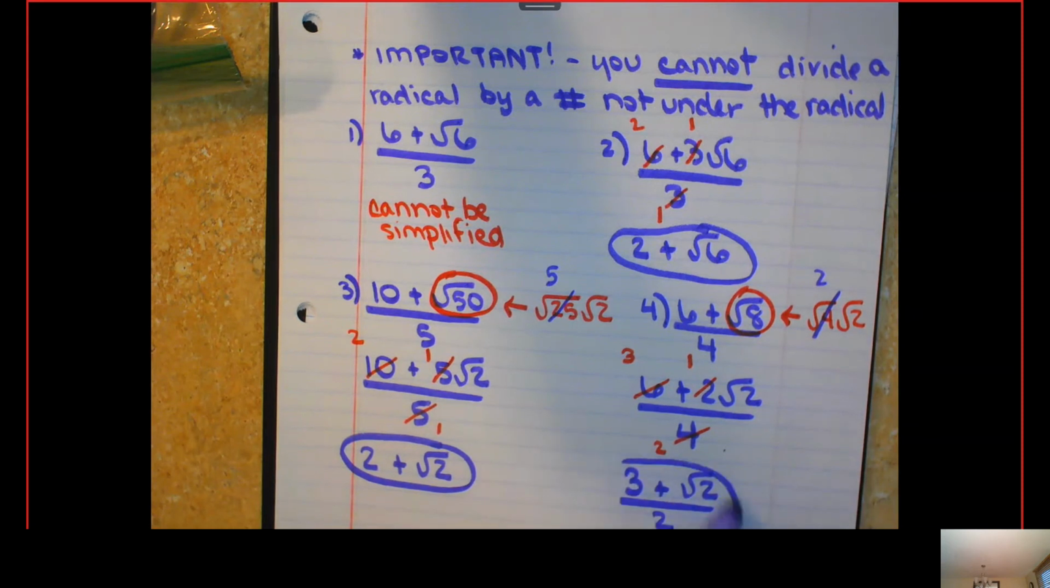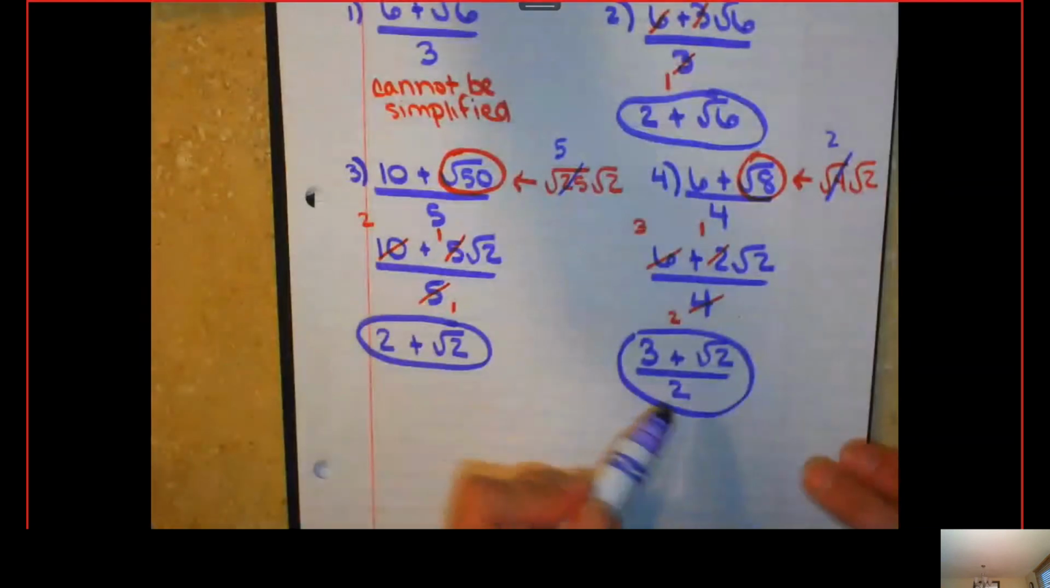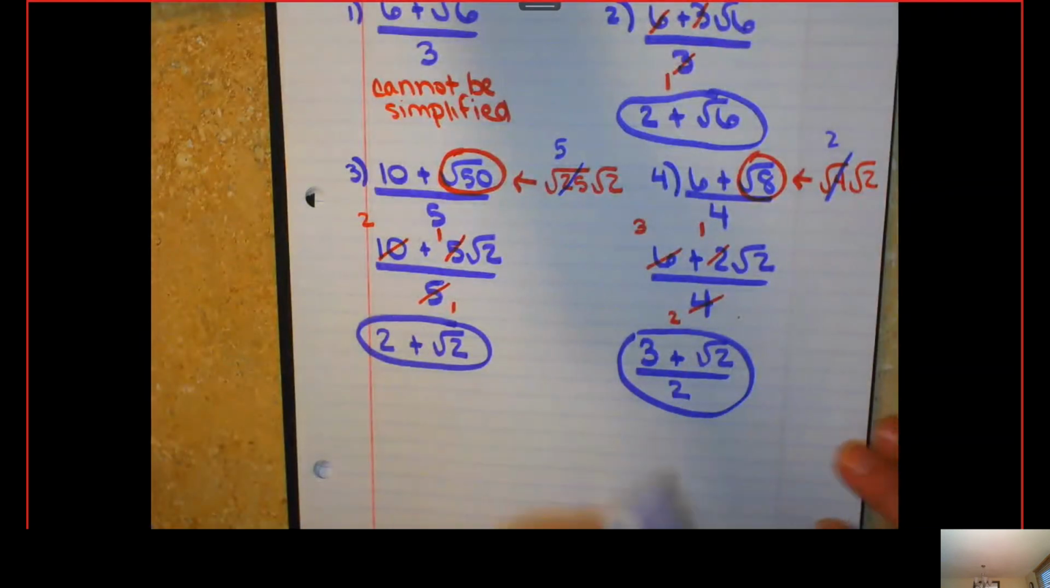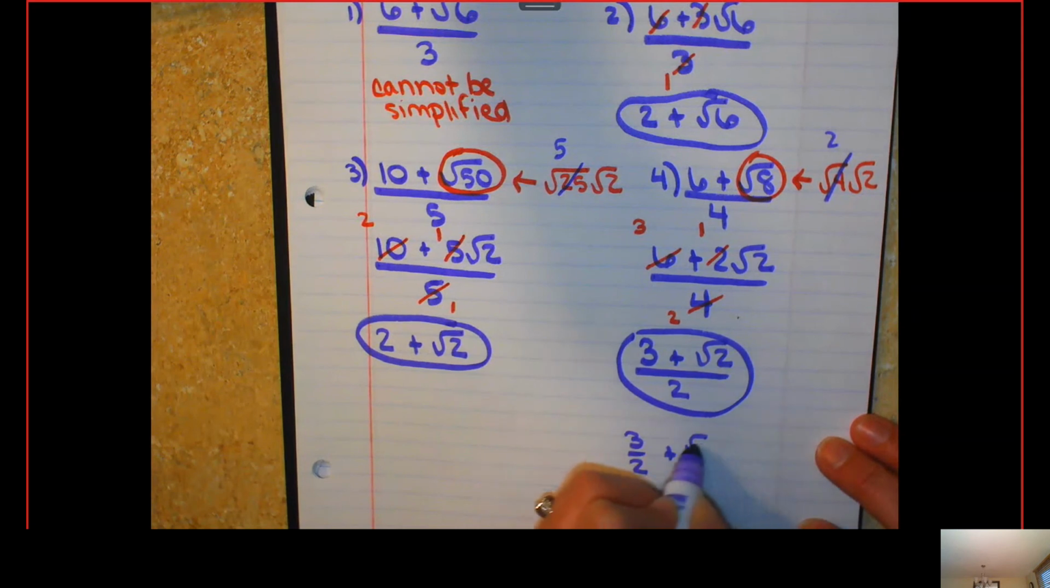I just want to point out that you can leave your answer like that, or you can always separate a fraction like this. You don't have to write this. You can separate this into 2 fractions, with them each getting a 2. So you can write 3 over 2 plus radical 2 over 2. Notice I just gave the 2 to both terms. So that's another way to write it.